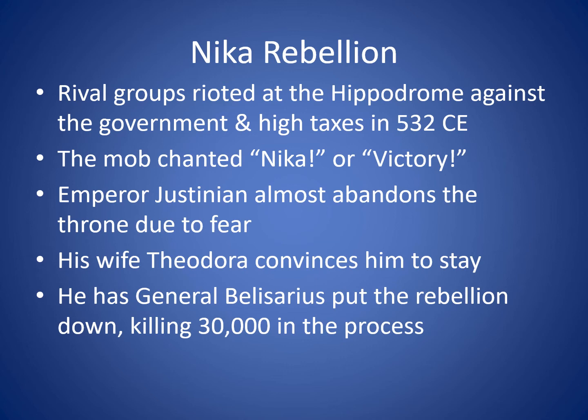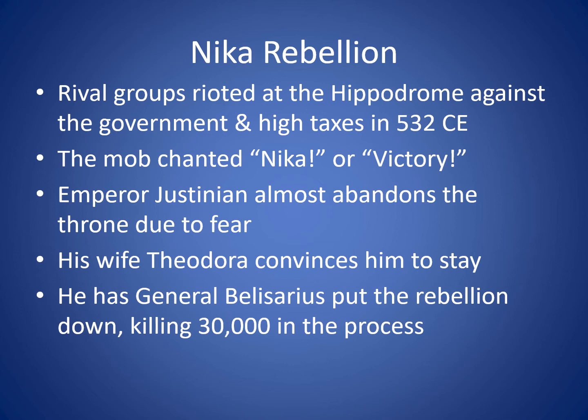But in 532, they were upset about harsh government laws and high taxes. And so the blues and the greens decided to work together. And what started as talk ends up becoming a rebellion called the Nika Rebellion, because the mob chanted Nika, or victory. And they were planning on overthrowing Emperor Justinian, possibly killing him in the process.